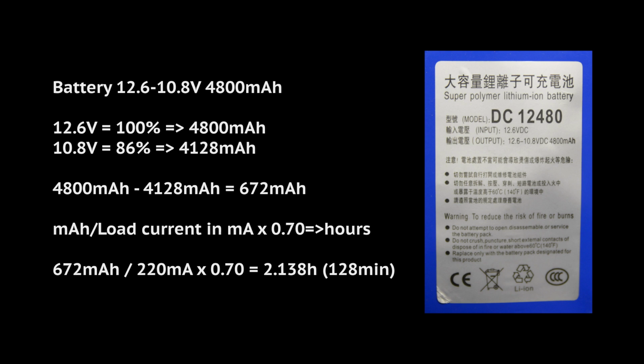So according to that formula, 672 milliamp hours divided by 220 milliamps times that factor of 0.7 equals 2.138 hours, that's 128 minutes. So basically it should run for about 2 hours plus from a fully charged battery all the way down to 10.8 volts. We'll see.